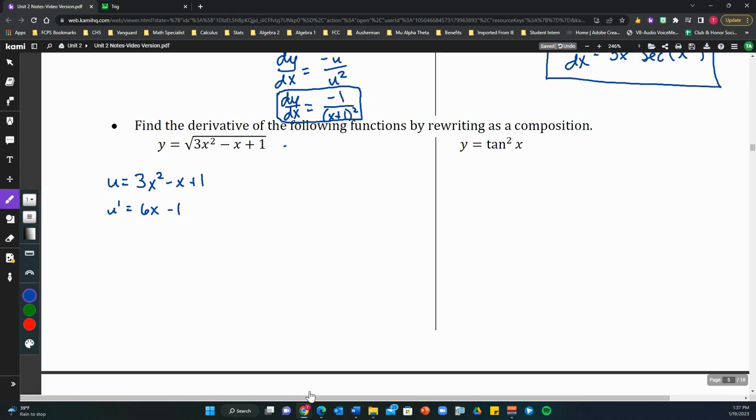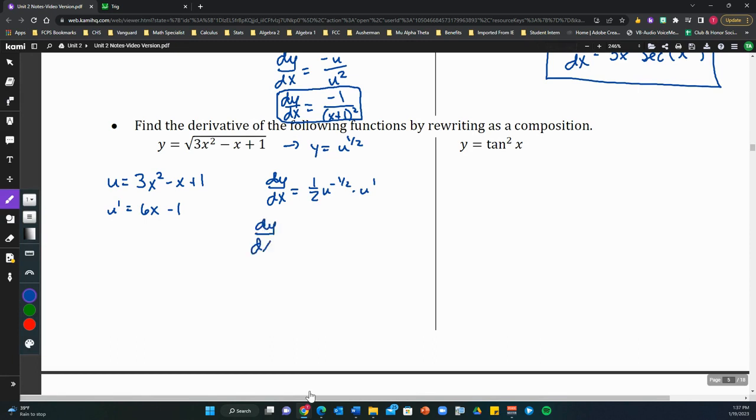So now I'm going to rewrite my original. So I get y equals u to the 1/2. I'm going to take my derivative, so dy dx. And again, we treat these just like we would x's as far as taking the derivative of the u stuff. So derivative of x to the 1/2 would be 1/2 x to the negative 1/2. But because it's a u, we need to make sure that we use u. And because it's a u, we're going to multiply by u prime.